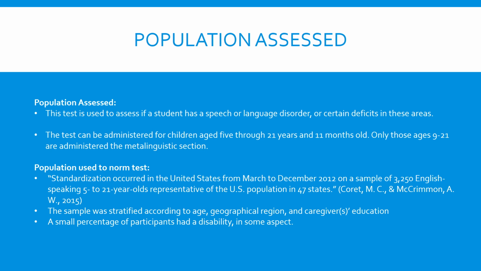So, as always, there was a population used to norm the test, and according to Corey and McCrimmon, standardization occurred in the United States from March to December 2012 on a sample of 3,250 English-speaking 5 to 21-year-olds, representative of the U.S. population in 47 states. And the sample was stratified, or broken up, according to age, geographical region, and the caregiver's education. A small percentage of participants had a disability in some aspect.